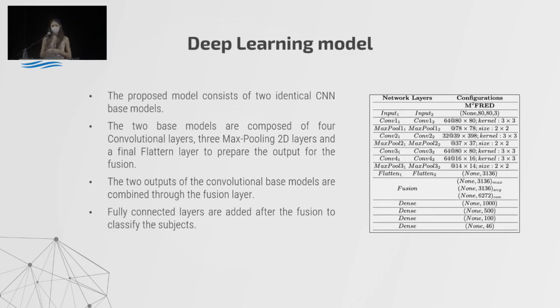So, the proposed model consists of these two identical CNN models that are composed of 4 convolutional layers, 3 max pooling layers, and a final flatten layer to prepare the input for the fusion. The two outputs of the convolutional base models are combined through a fusion layer, which can be maximum, average, or concatenation, and at the end, fully connected layers are added after the fusion to properly classify the subjects.